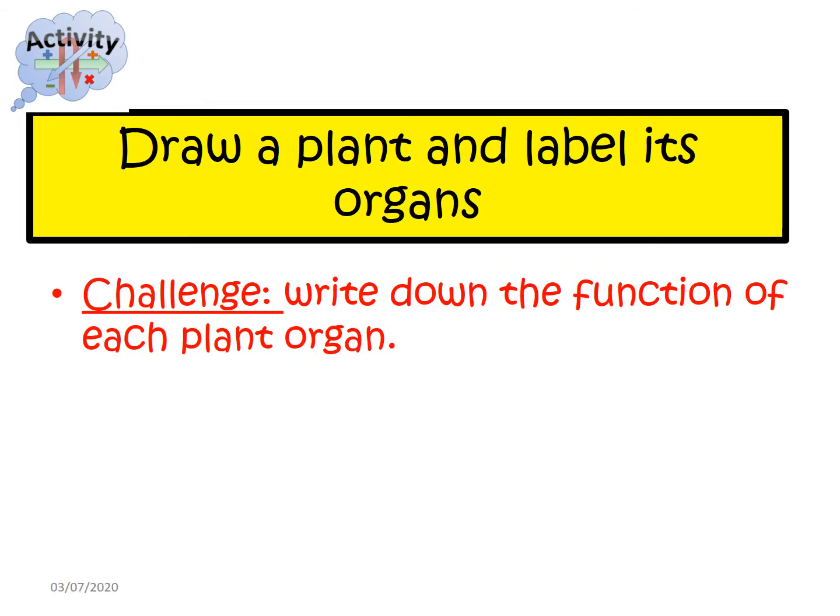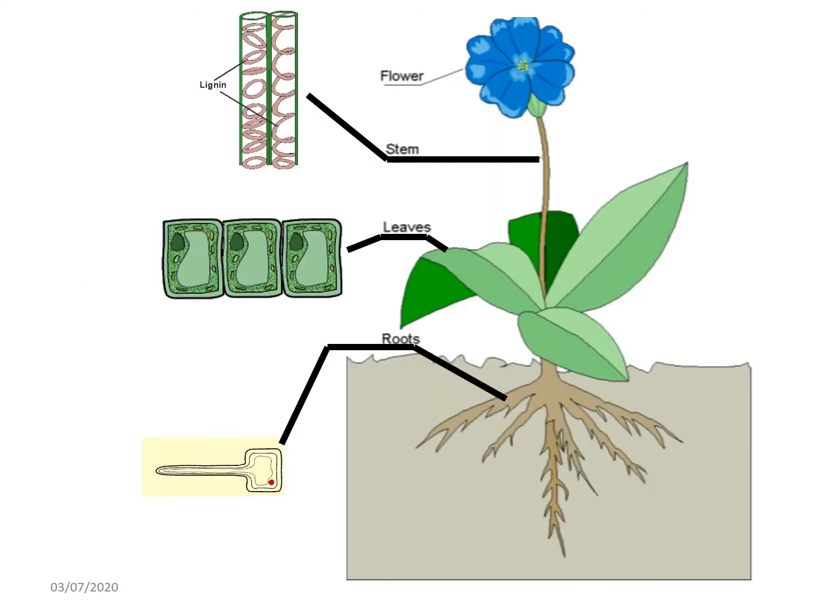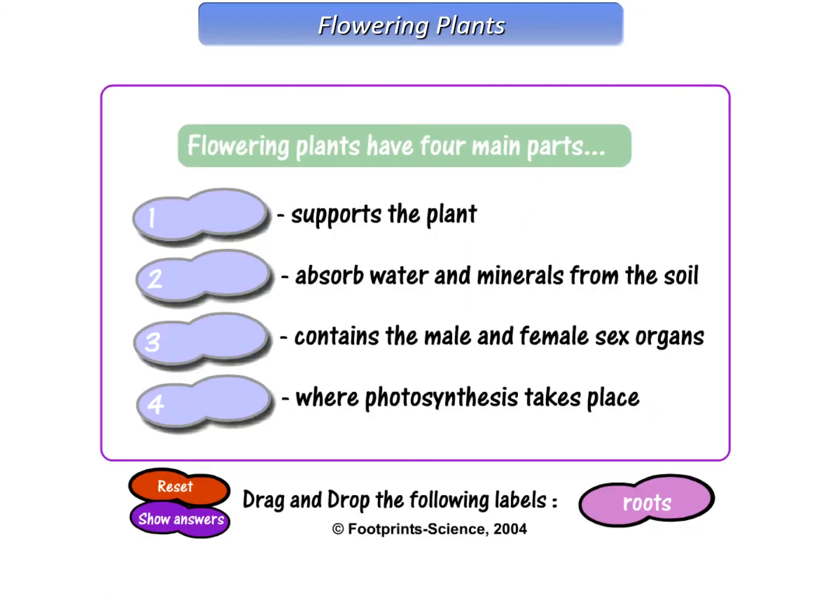On your second task, please draw a plant and label the organs. For a stretch and challenge task, write down the function of each plant organ. Check your learning by making sure your drawing has the same labels. Please drag and drop the labels to their correct place.